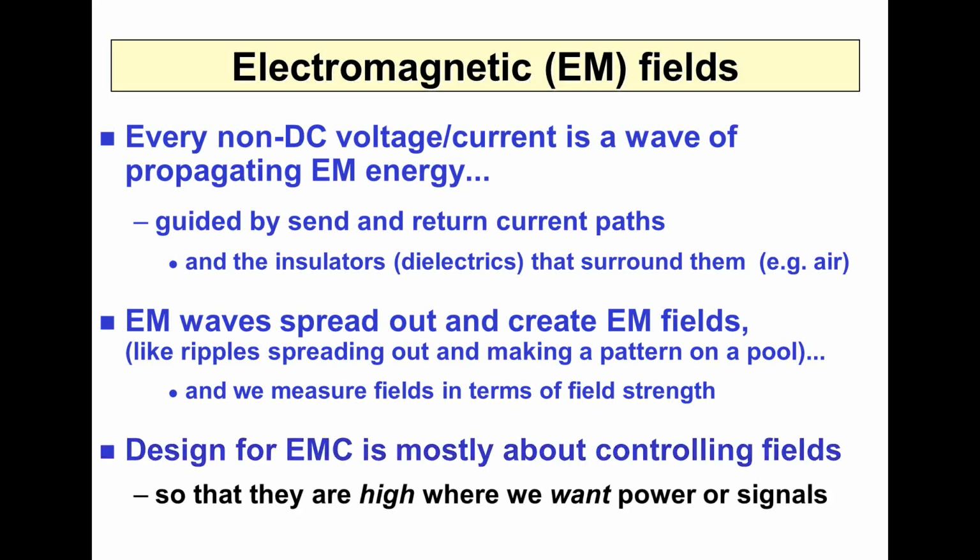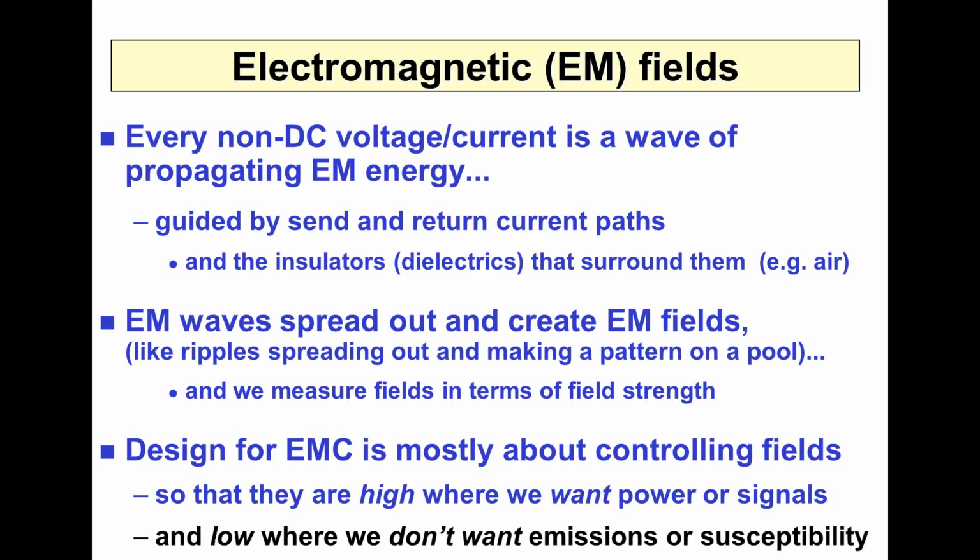And his key issue here, these are all key issues, but the point is where we want our power or signals to be, on a printed circuit board, in a cable, in a load, wherever, then we want to have high field strengths. Everywhere else we want low field strengths. Okay, so we're field shaping, if you like, controlling fields and waves. So they're high where we want them and low where we don't want them.